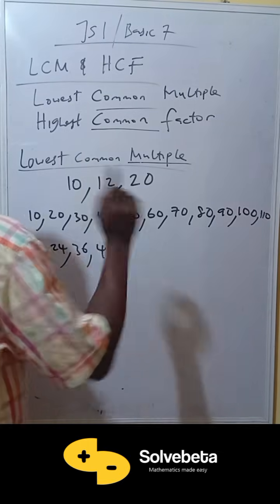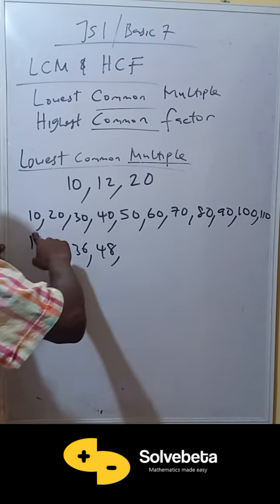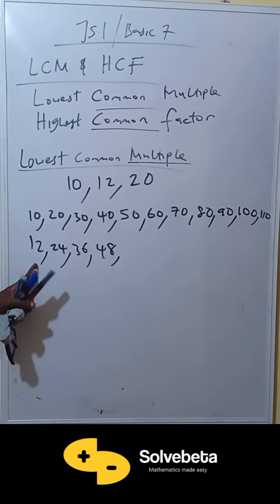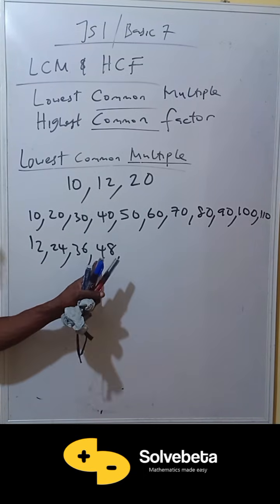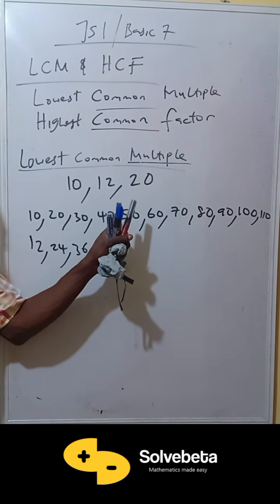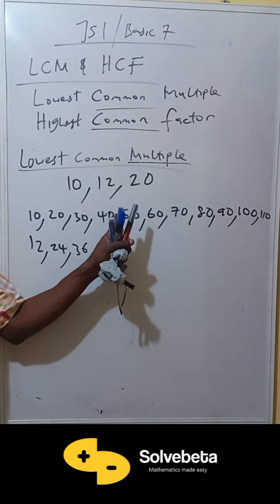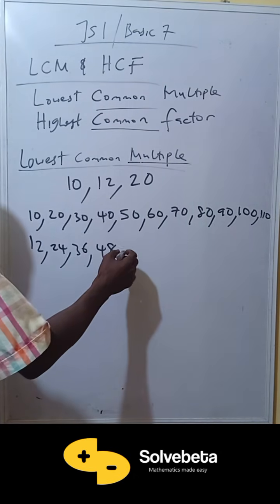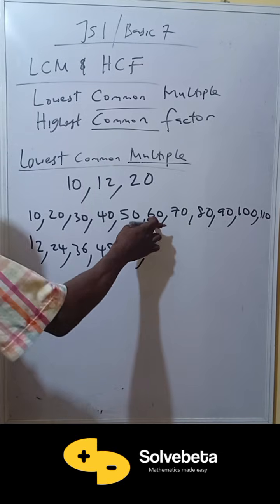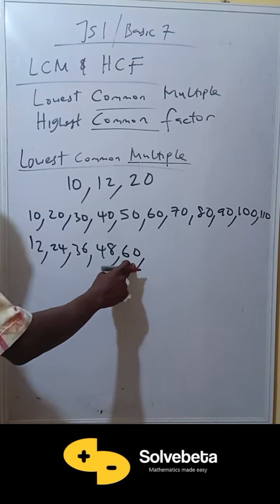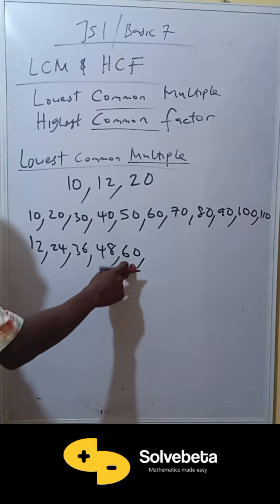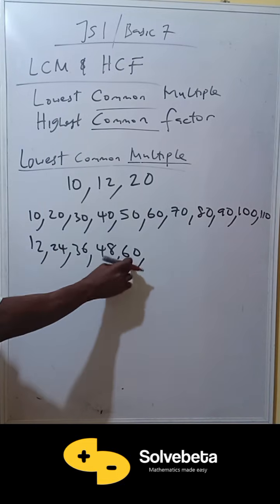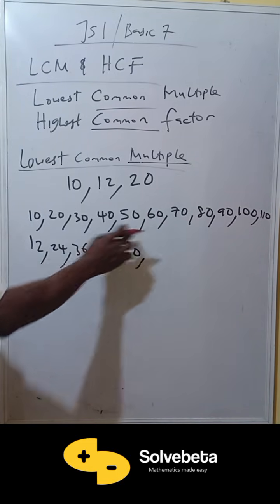If you are going to be using this method, you write the multiples of 10 first. Then you write the multiples of 12. The moment I get a number that I have here already, I can stop. Meaning that 36, 48, plus 12 is 60. Now I have 60 here again. So I can stop here, because I've gotten a common multiple between both 10 and 12.